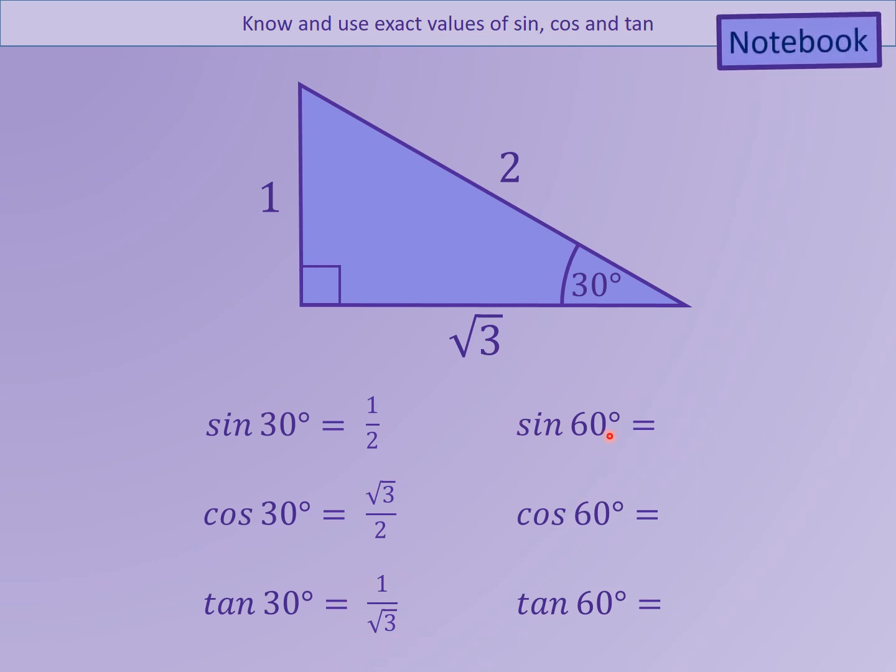What about sine 60? Well, because that's 60 degrees, same sort of idea, except opposite over hypotenuse this time would get this one to be root 3 over 2. This one would be a half, and this one here would be just root 3, as this is root 3 over 1.